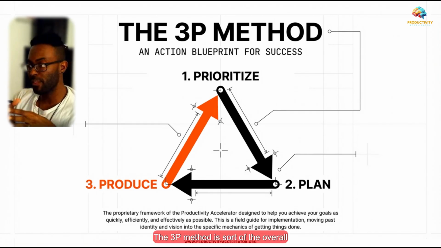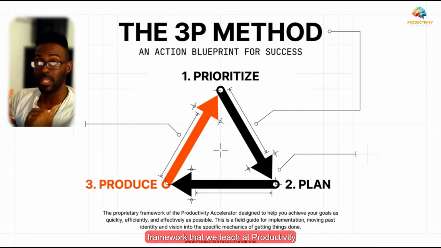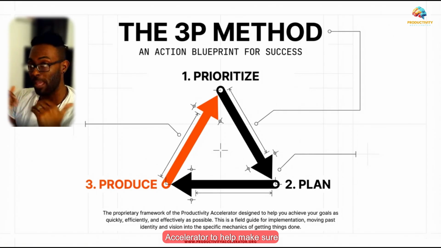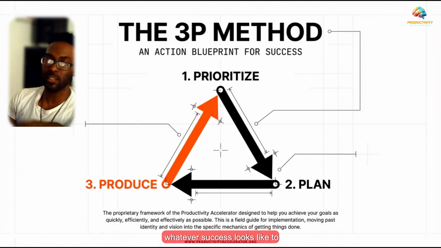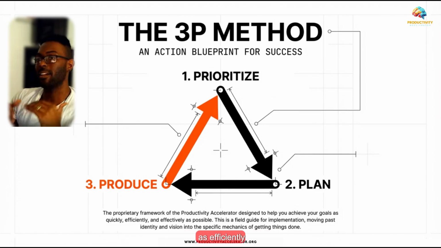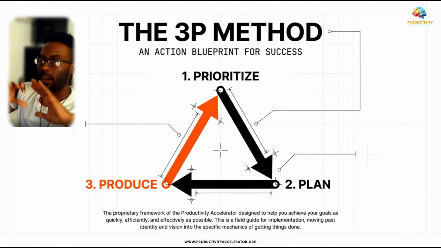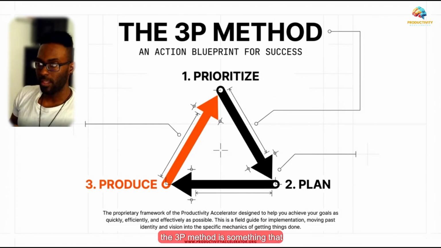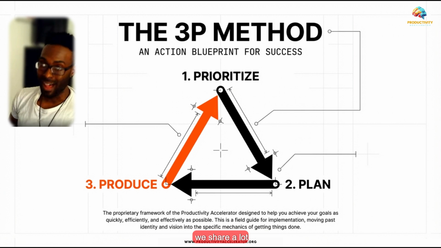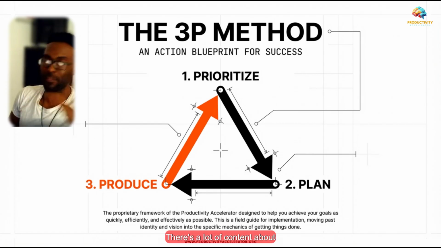The 3P method is sort of the overall framework that we teach at Productivity Accelerator to help make sure that individuals come through and they achieve success, whatever success looks like to them, as quickly, as efficiently, and as effectively as humanly possible. Like with the last video, the 3P method is something that we share a lot. You can find it on our website. You can find different videos that I've created about the 3P method. There's a lot of content about it.